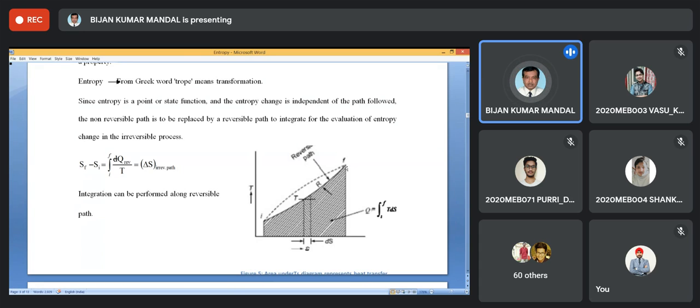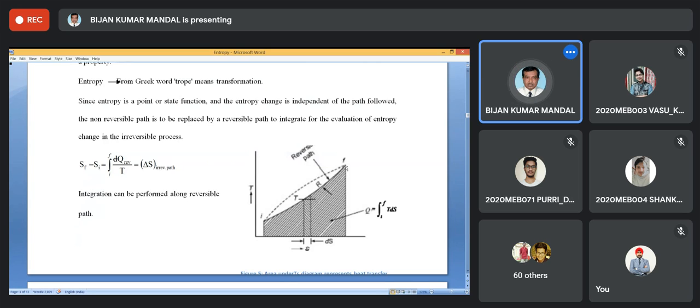One more thing: in a TS diagram, if the process is irreversible, then you have to show it by a dotted line, not by a hard line. So that is the general concept. Any irreversible path on the TS diagram should be shown by a dotted line, not by a hard line. That will tell you that it is an irreversible path.